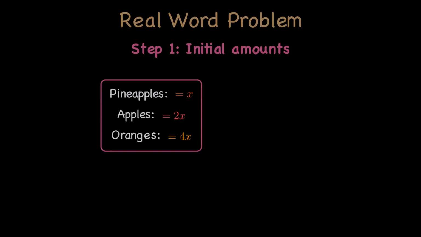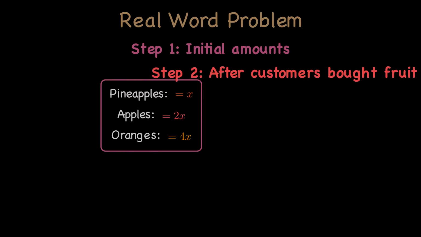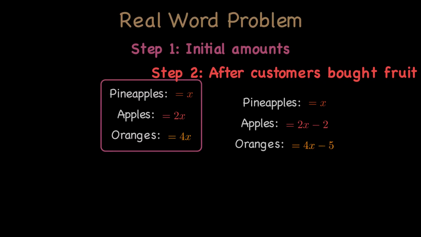Now let's see what's left after customers buy some fruit. Customers bought 5 oranges and 2 apples. Let's subtract these from our initial amounts. Pineapples remain x because none were sold. Apples were 2x and we sold 2, so we have 2x minus 2 left. Oranges were 4x and we sold 5, so we have 4x minus 5 left. And that's our answer. See how algebra helps us solve complex problems? This is the power of algebraic thinking.